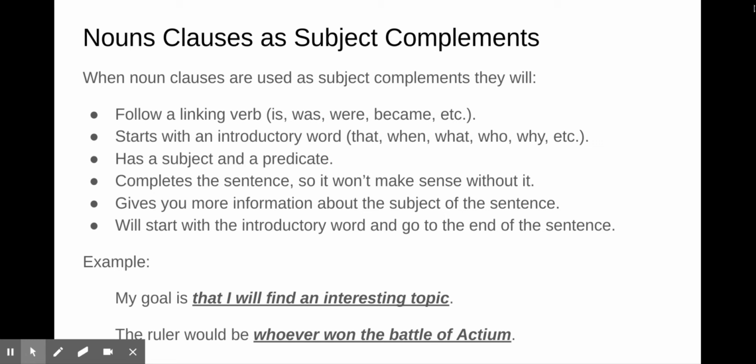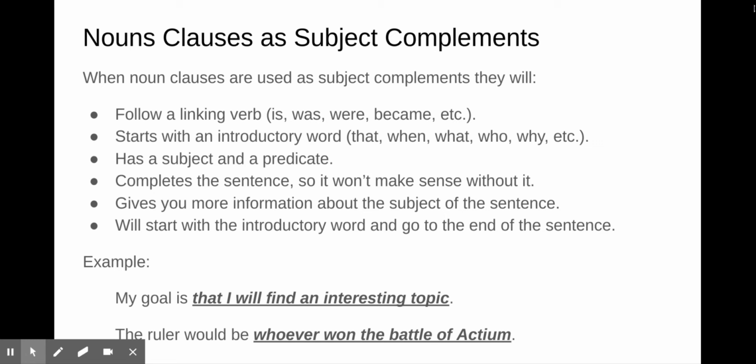So we need these clauses to complete the sentence. Remember that a subject complement is renaming the subject. So the information that this clause gives you should be telling you what that subject is in a different way. So put that in your mind and remember it's going to start with that introductory word and go all the way to the end of the sentence.